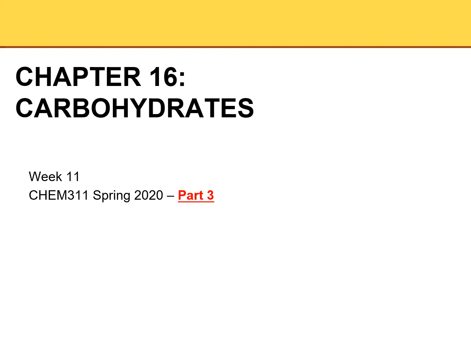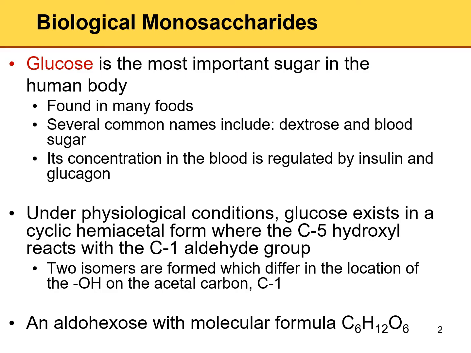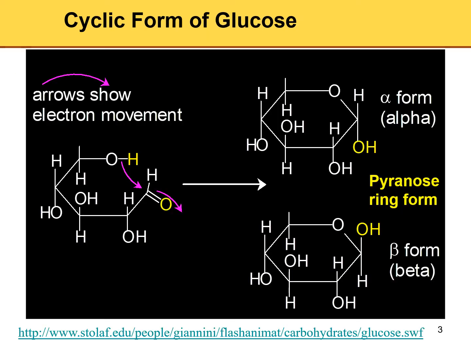So let's get started. This is part three of chapter 16, and hopefully we should be able to finish this inshallah today. We're talking about monosaccharides. We talked about glucose last time, and how glucose primarily exists in this ring form, the pyranose ring form. I asked you to look at this video link as well, please.